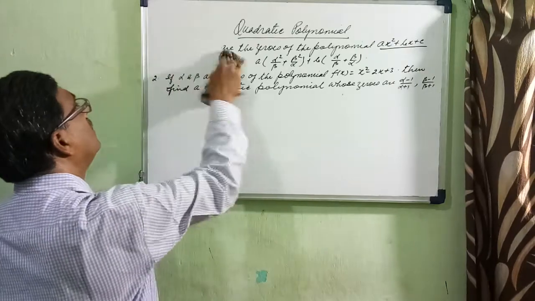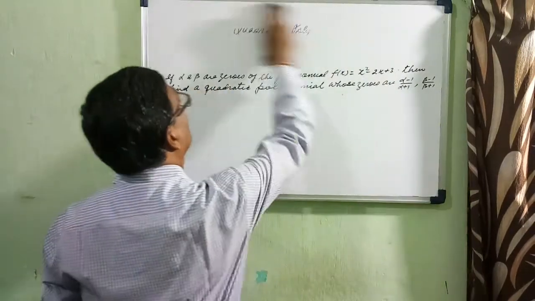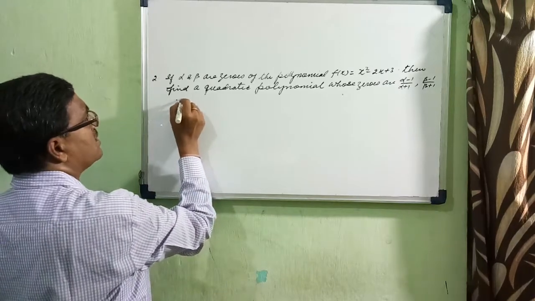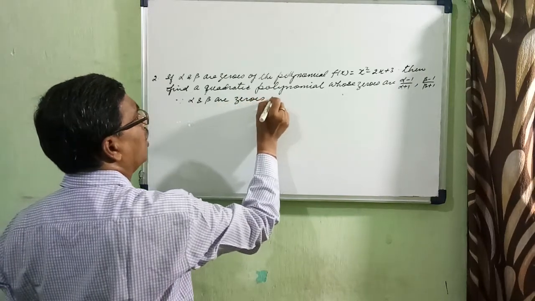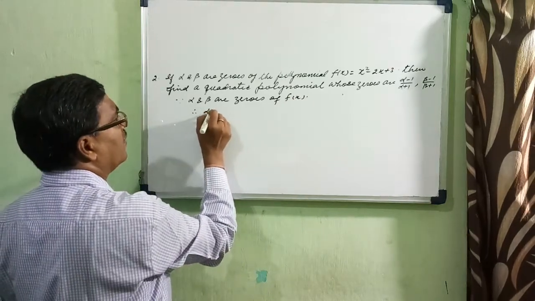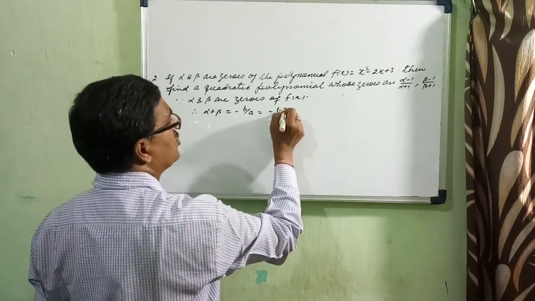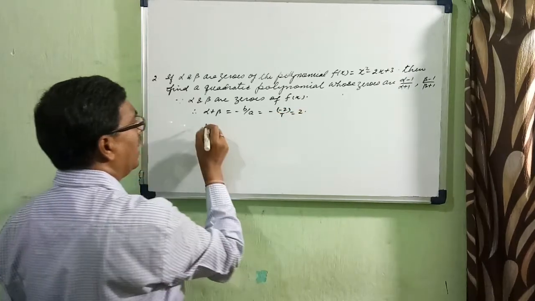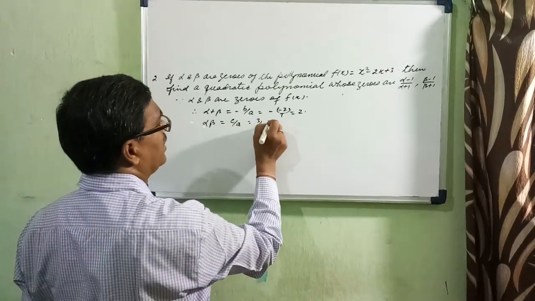Now, look here. Since alpha and beta are zeros of f(x), therefore alpha plus beta is equal to minus b by a, minus minus 2 by 1, that is 2, and alpha into beta is equal to c by a, which is only 3 by 1, equal to 3.